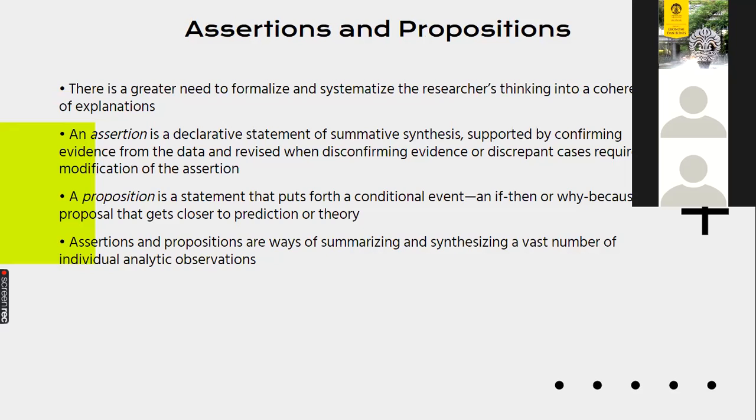An assertion is a declarative statement of summative synthesis, supported by confirming evidence from the data and revised when disconfirming evidence appears. For example, the workers at some corporation were not self-motivated to achieve excellence. A proposition is a statement that puts forth a conditional event, an if-then or why-because proposal that gets closer to prediction or theory.